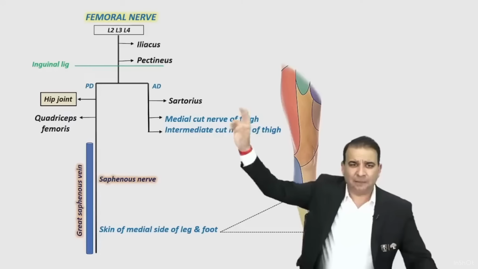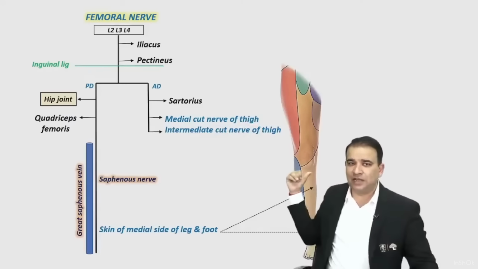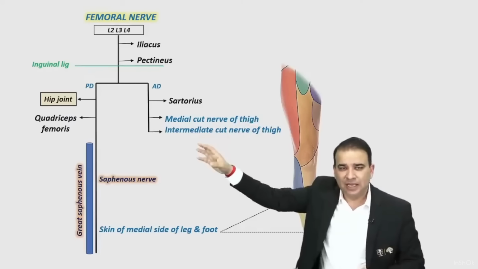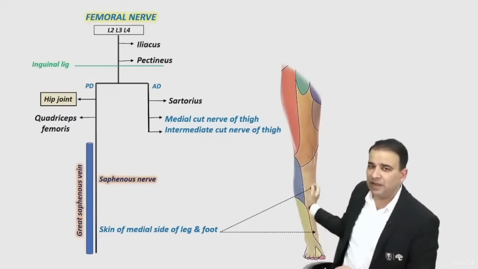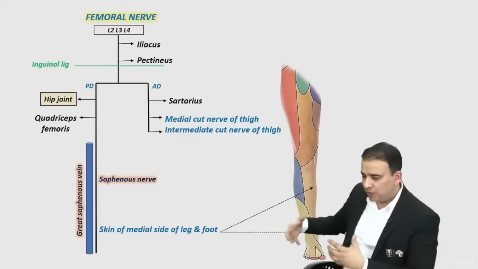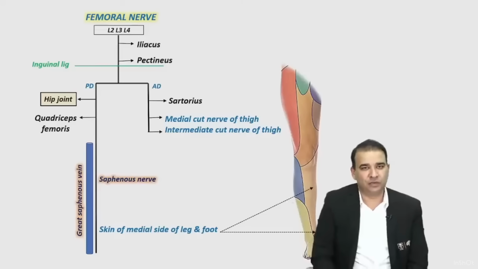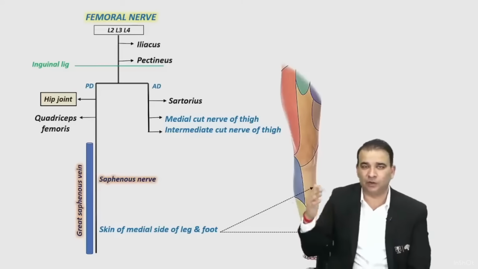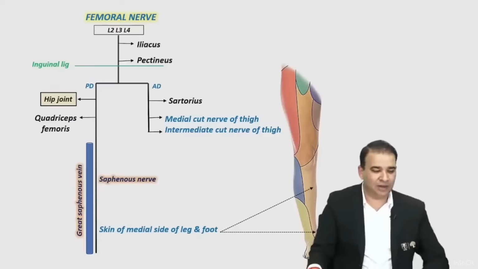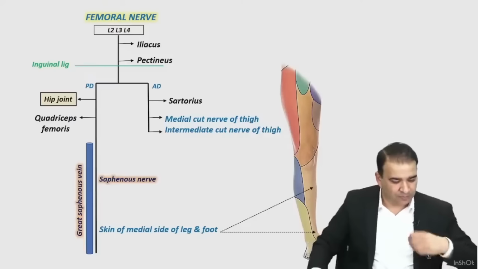Hip joint pain, guys. The pain of hip joint can be referred to the medial side of leg. Dekho na, hip joint is supplied by posterior division, and then skin on the medial side of leg and foot is also supplied by the femoral nerve. So hip joint ki jo pain hoti hai, it can be referred to the medial side of leg and foot because of femoral nerve only. Femoral nerve is responsible for the referred pain of hip joint to the medial side of leg and foot.